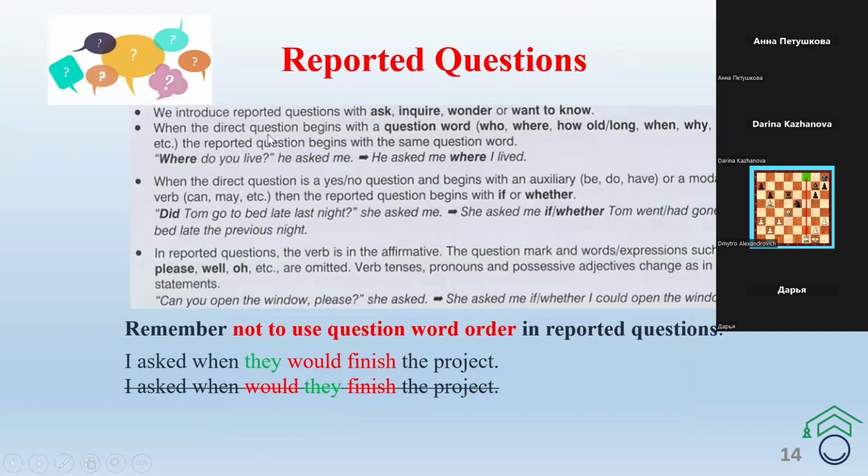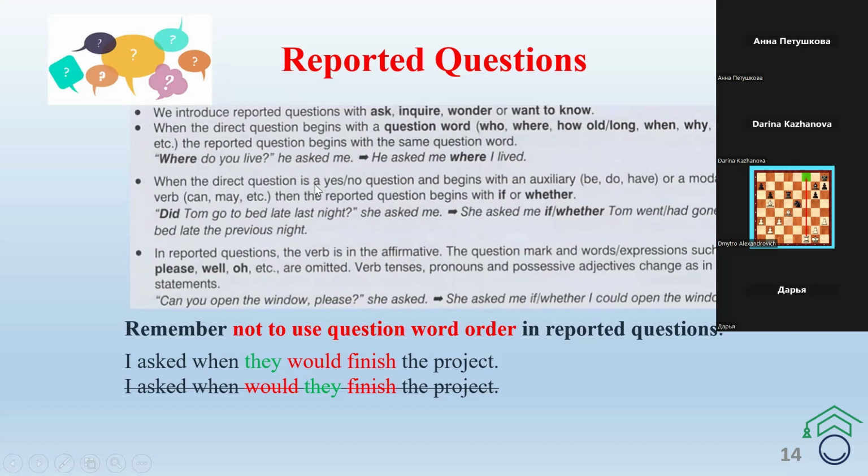When we introduce reported questions with reporting verbs, such reporting verbs as ask, inquire, wonder, or want to know. When the direct question begins with a question word, who, where, how long, and other question words, the reported question begins with the same question word. What I mean, where do you live? He asked me where I lived. We change live into lived.